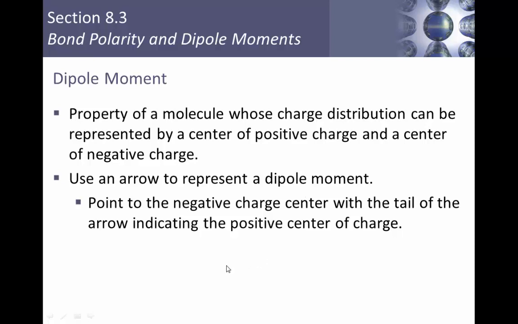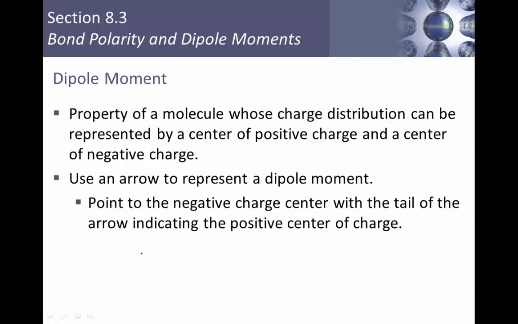Okay, so today, right now, we're going to focus on what's called a dipole moment. A dipole moment is simply saying that a molecule or a compound is not sharing electrons equally, and so we have a positive end and a negative end. A center of positive charge or a center of negative charge. And we can represent that dipole moment by using a symbol like this.